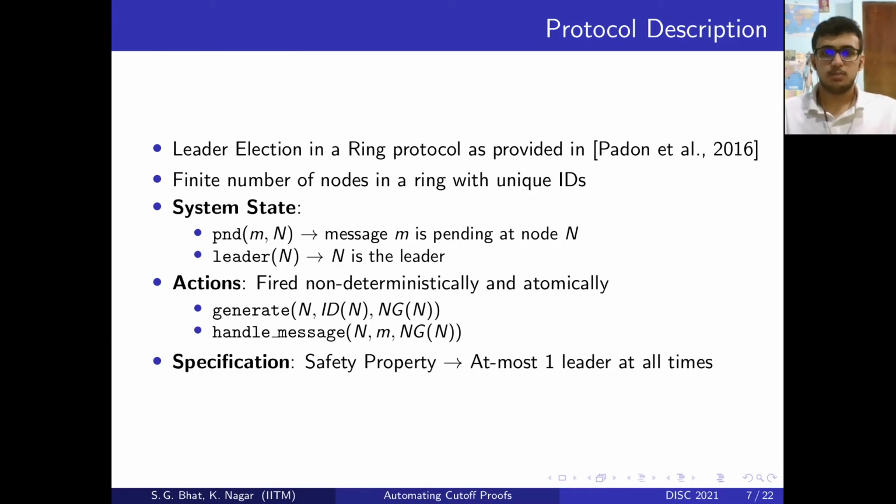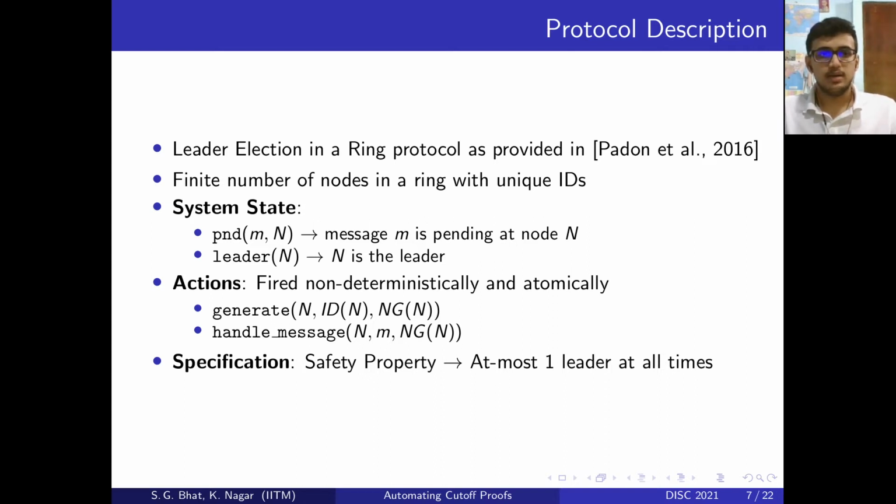We now demonstrate our approach on an example protocol. Consider the leader election protocol in a ring network. The ring can have an arbitrary number of nodes, each with unique IDs, and there is a total order on the IDs. The system state is defined by two relations, PND and leader.